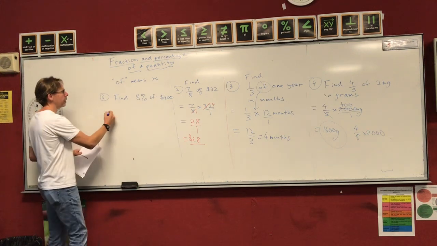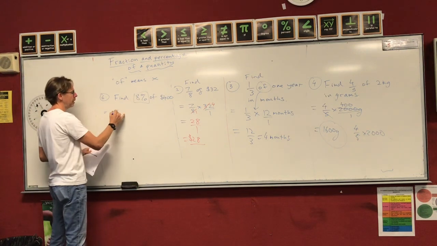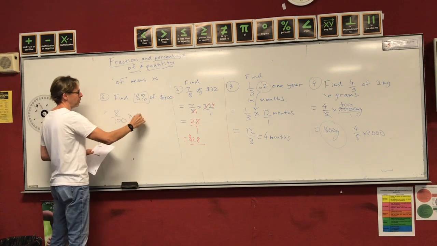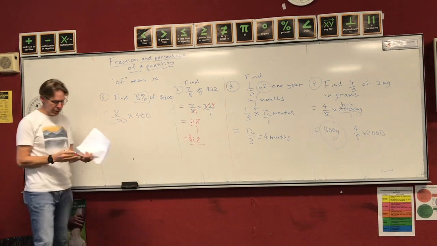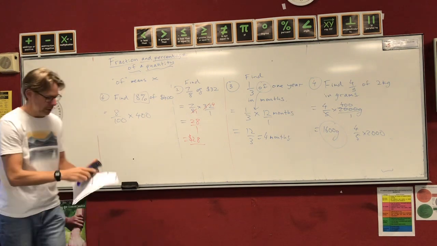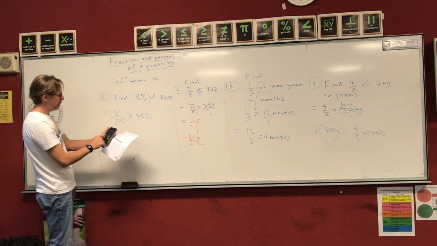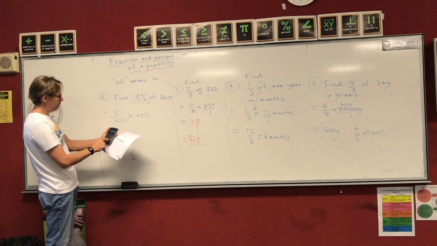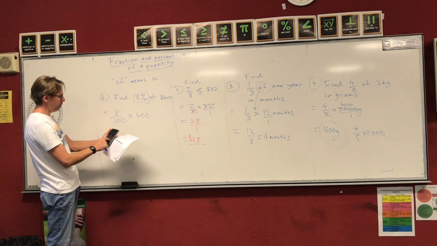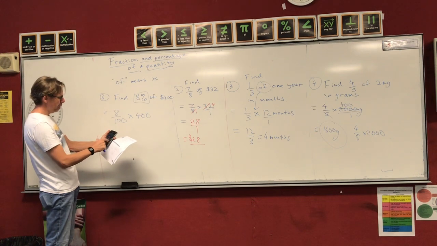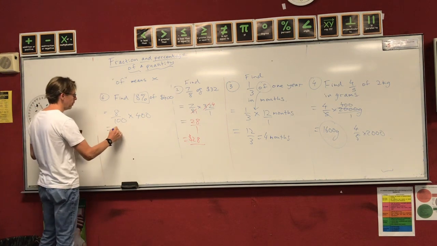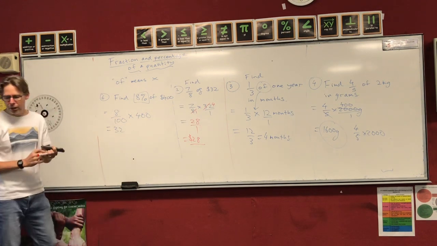Well, 8%, that is 8 over 100. Of means times, and then 400. Get your calculator out, let's work it out. Okay, fraction button. 8 over 100. Sorry, I said 400, that's wrong. 8 over 100 times 400 equals 32. Okay, 32 there. Rightio.